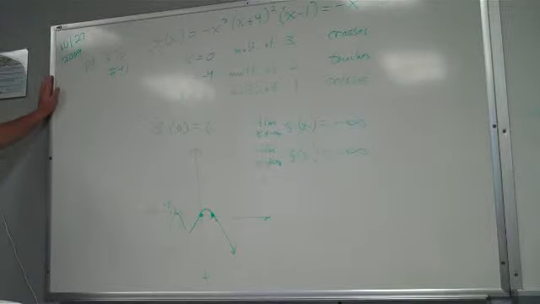Is it true to say if you have 3 zeros, you're always going to have either a W or an M? Yes.